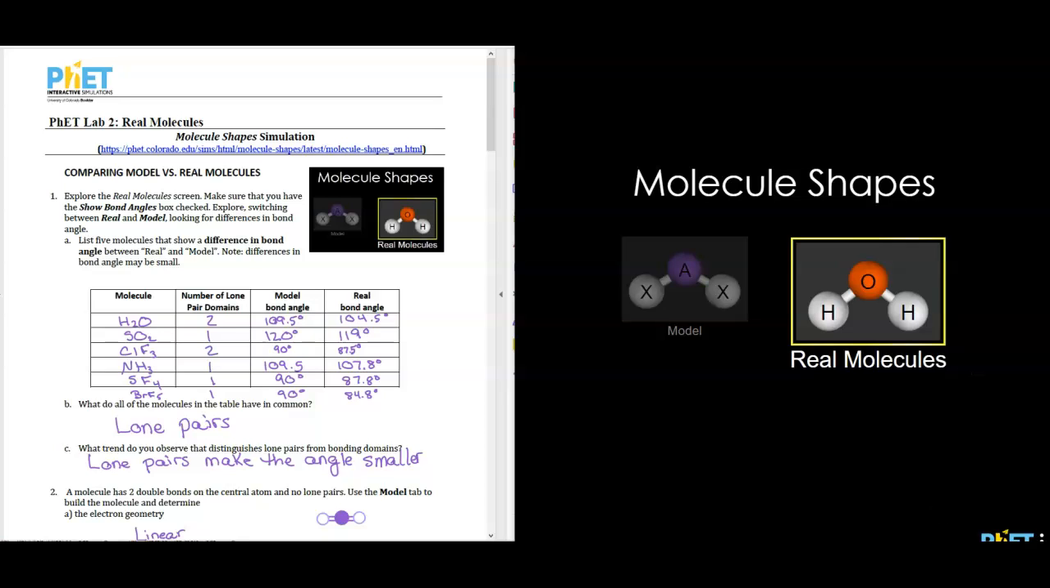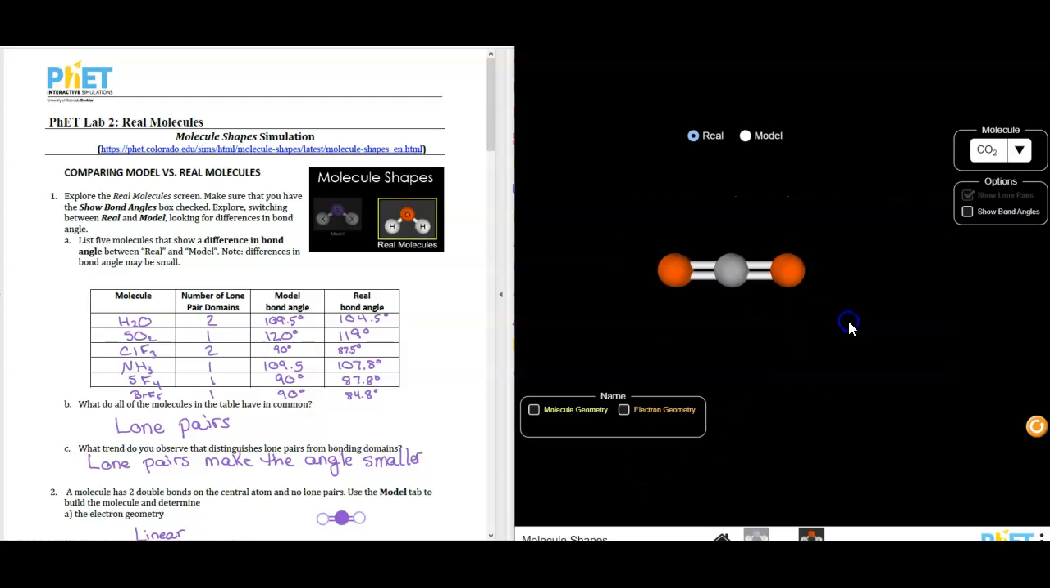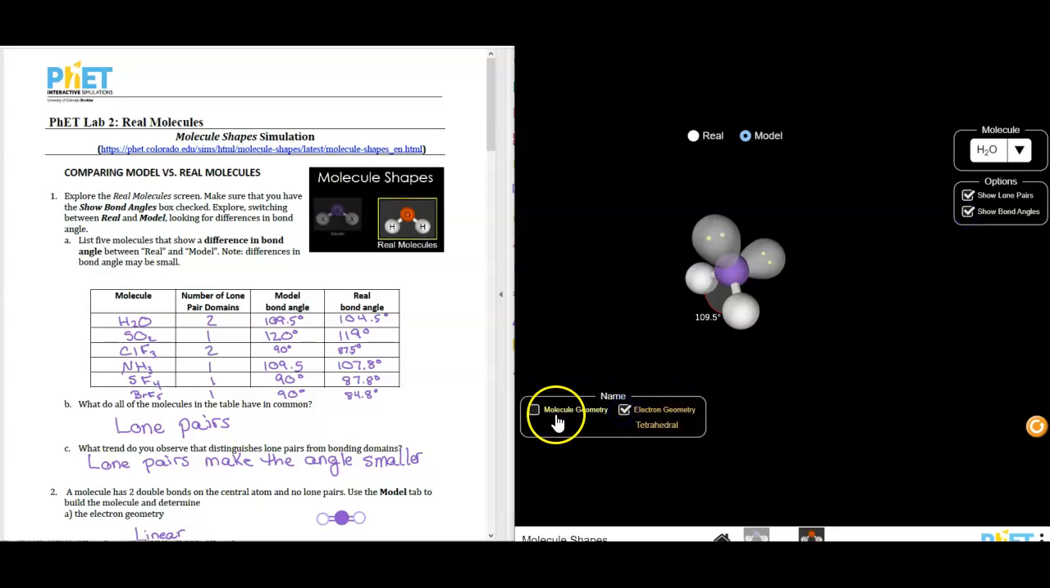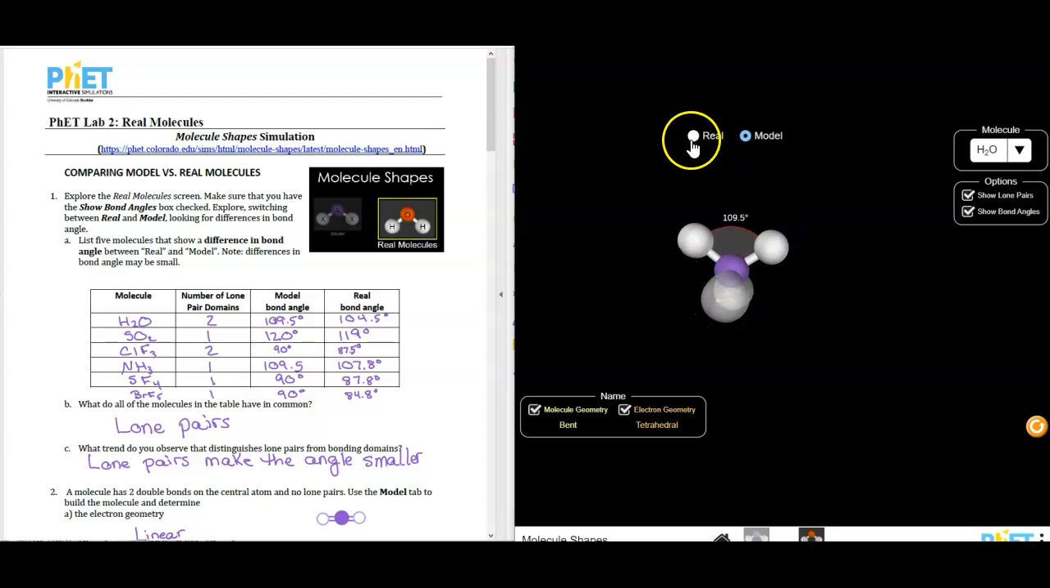Let's go over the second PhET Lab. If you are stuck or have questions, make sure that you have the simulation available. We are using the real molecules screen. If we go through the simulation, we can compare the modeled bond angle and the real bond angle. So let's make sure all of the correct buttons are clicked. And let's compare the model bond angle and the real bond angle.